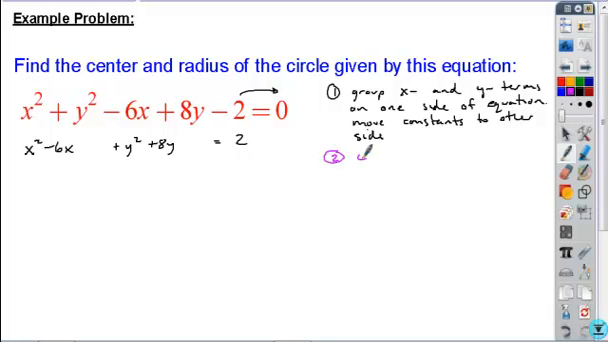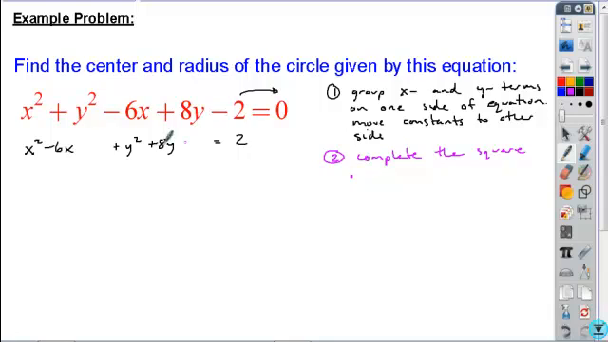Step 2 is called completing the square. Hopefully you guys recall this from algebra. It's one of the ways to solve quadratic equations. Okay, and what we're going to do here is complete the square for the x's and for the y's individually, and that allows us to rewrite it in the form of the equation of a circle. So here's what completing the square involves.